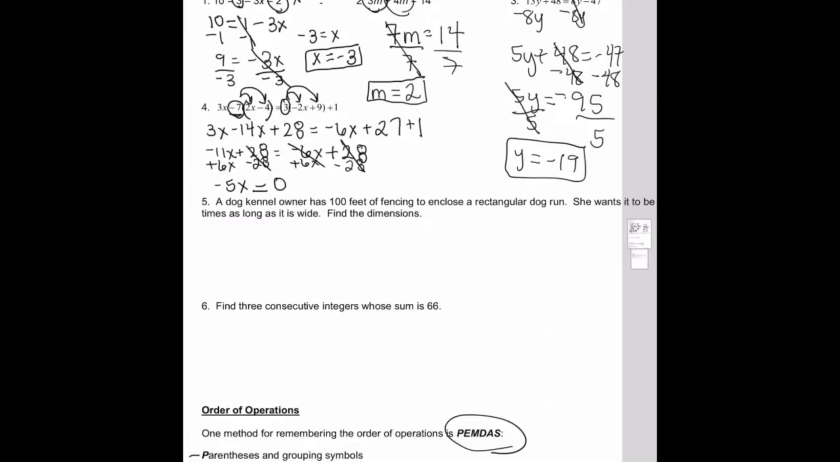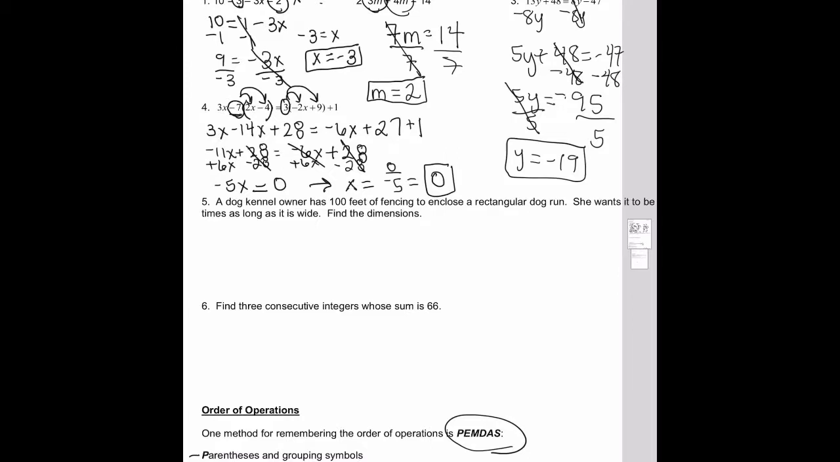Okay, so negative 5x equals 0. Well, to find x, divide by negative 5, and we get x equals 0 divided by negative 5 is just 0. All right, and there's our answer.